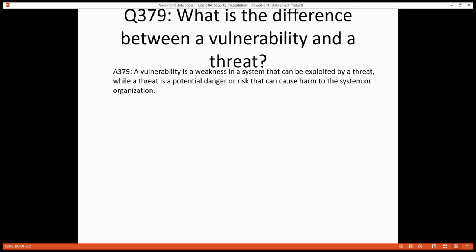Q379. What is the difference between a vulnerability and a threat? A379. A vulnerability is a weakness in a system that can be exploited by a threat, while a threat is a potential danger or risk that can cause harm to the system or organization.